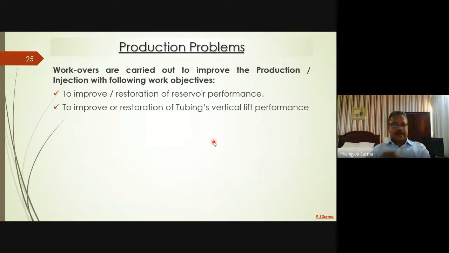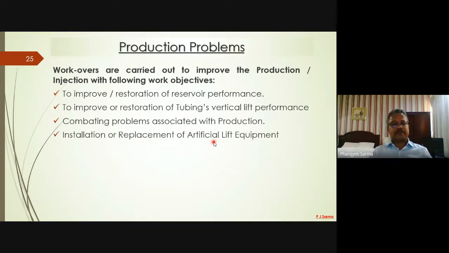Okay, sorry. To improve or restore the tubing's vertical lift performance. What happens if we need to install some artificial lift, or sometimes the artificial lift is already there, but it needs restoration. So workover is carried out to address this production problem. Any other workover purpose is combating the problems associated with production, installation or replacement of artificial lift equipment.